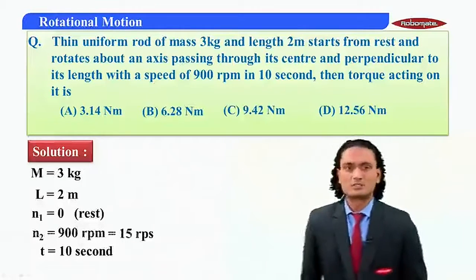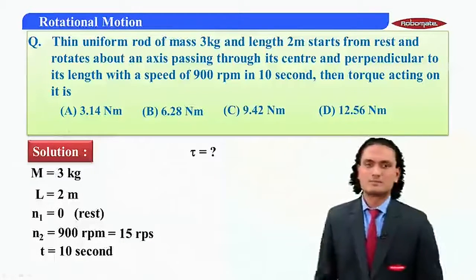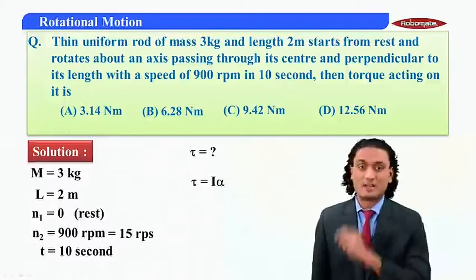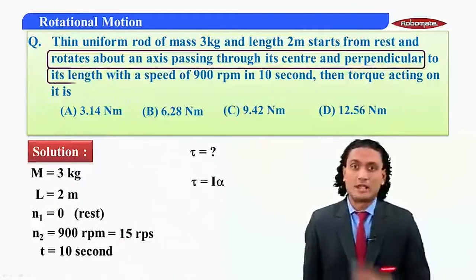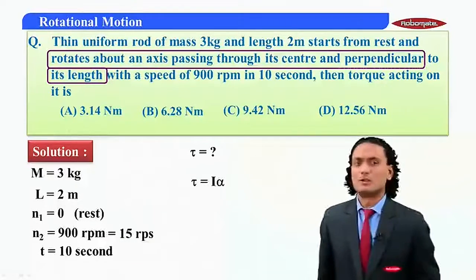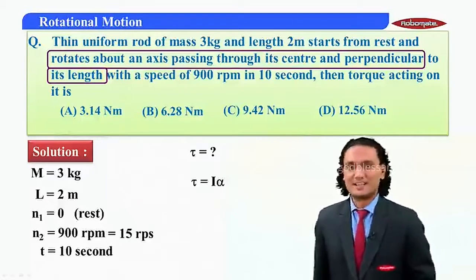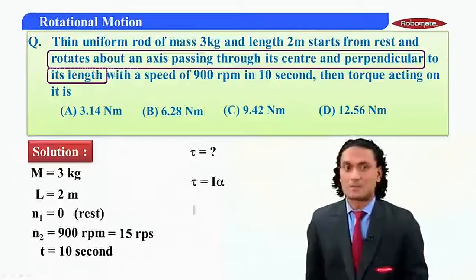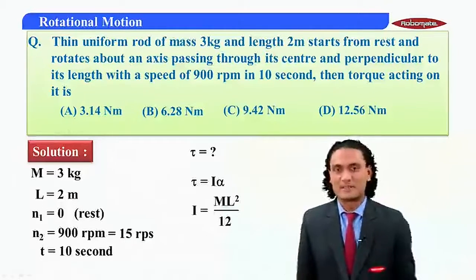What is asked students? They are asking you to find out the torque acting on this rod. So, what's the formula of torque? Yes, wonderful. Torque is nothing but I alpha. Now students, you see here, this is a thin uniform rod and it is rotating about an axis passing through its center and perpendicular to its length. So, what will be the moment of inertia of this rod? Wonderful. So, you are revising. Yes, the moment of inertia of this rod about an axis passing through its center and perpendicular to its plane is ml square by 12. Yes or no?